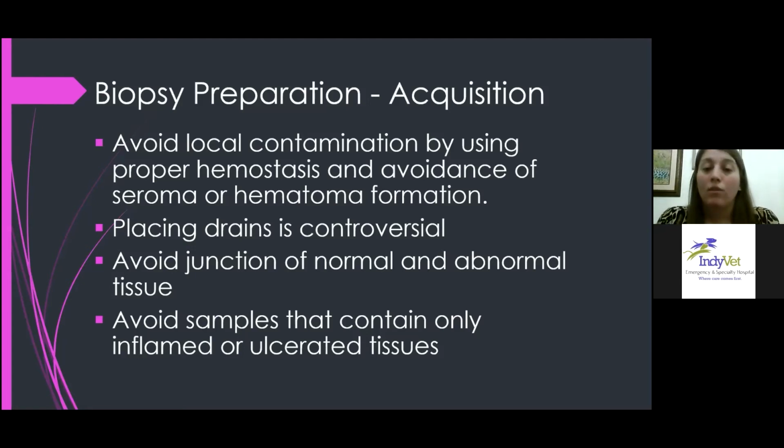Avoid the junction of normal and abnormal tissue, as when you close that biopsy site, if this does come back as a malignant tumor, you just seeded cancer cells all along your incision line, and if you go back in to take that mass out, you have much wider margins because you have to take out that incision as well now. And also avoid samples that contain only inflamed or ulcerated tissues.